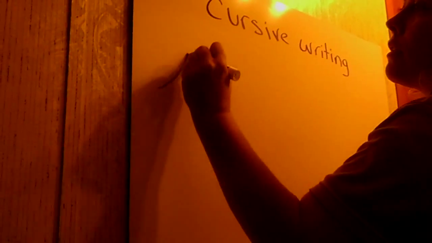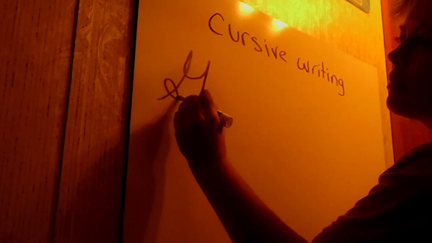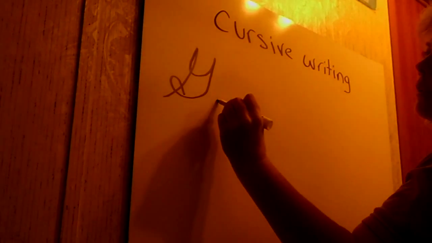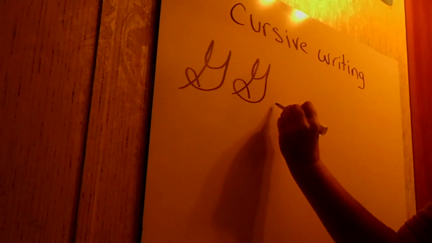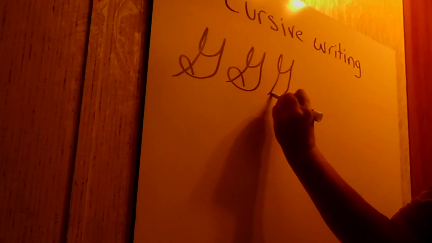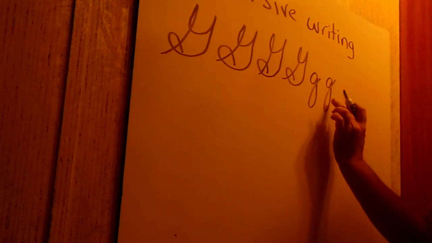G is loop, curve up, come down, and curl it over. Loop up, curl down, loop up, curl down. These are your capital G's. Lowercase g's is just making sure that they have a loop on the bottom.